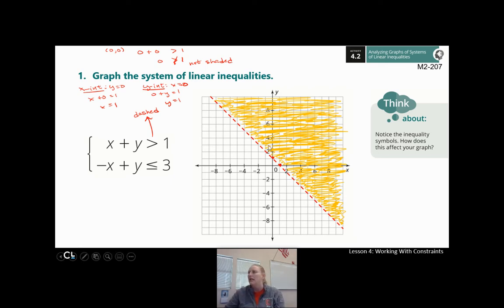Again, I used a nice yellowish color. I think it's supposed to be orange, but that's not orange, is it? I don't know. Blame the computer.